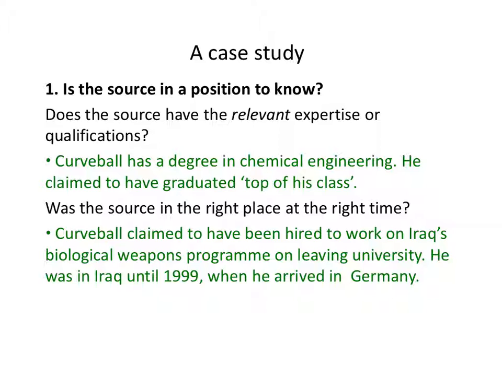You can ask, was the source in the right place at the right time? Well, Curveball claimed to have been hired to work on Iraq's biological weapons program after he left university, and he was known to have been in Iraq until 1999, at least, when he arrived in Germany, wanting to defect. So far, so good. Yes, it looks like he could have been in the right place at the right time, and he has some kind of relevant expertise or qualifications for making the claims that he was making.